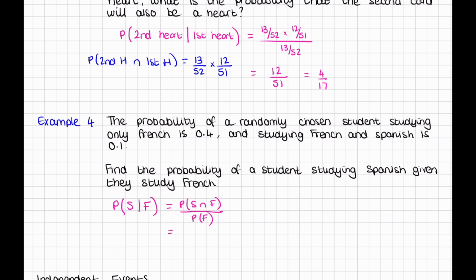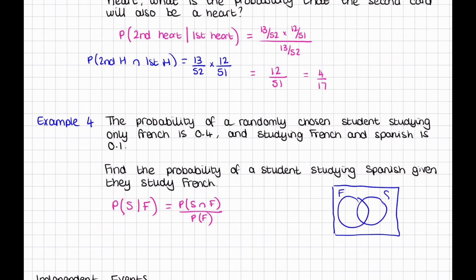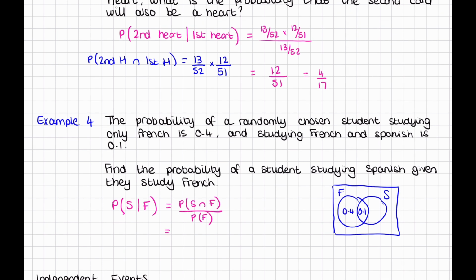Now, Spanish and French. If we think of this in a Venn diagram situation, we've got French and Spanish. We know that French and Spanish is 0.1, so that would be in the intersection, and studying only French is 0.4, which would be this part. The probability of Spanish and French is the intersection, which is 0.1. Now, the probability of studying French is the whole circle of French, which is 0.5. Now, remember, we can't leave decimals in fractions, so we'll simplify that, and the answer would be 1 out of 5, or 0.2, whichever your calculator gives you.